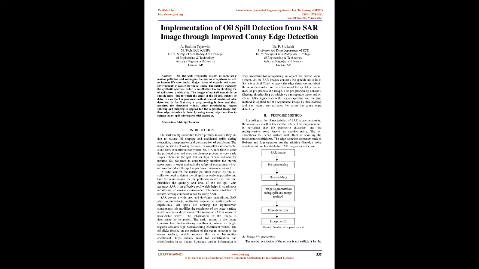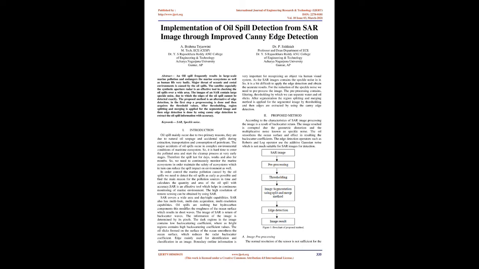In order to control the marine pollution caused by oil spills, we need to detect the oil spills as early as possible, find the main reason for the pollution sources in time, and calculate the quantity and area of the oil spill with accuracy. SAR is an effective tool which helps in continuous monitoring of the marine environment. High resolution remote sensing can be obtained by using SAR. SAR covers a wide area and has day/night capabilities. SAR also has multi-look, multi-data acquisition, and multi-resolution capabilities.